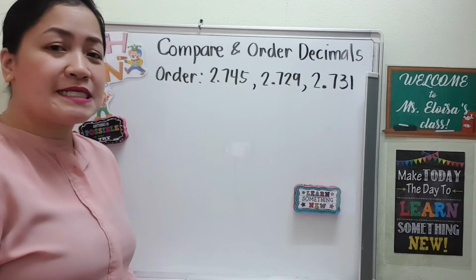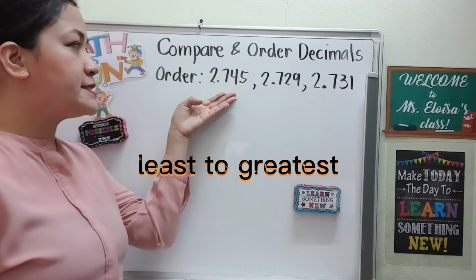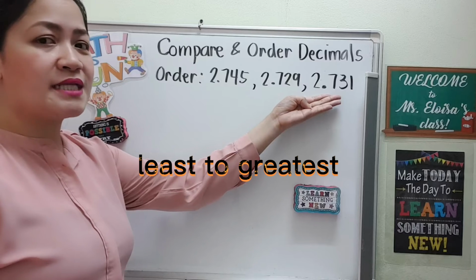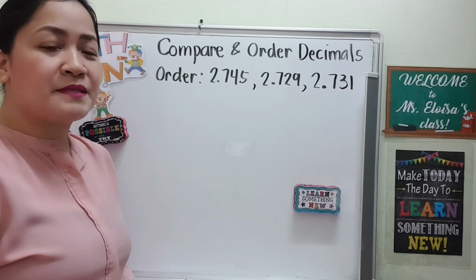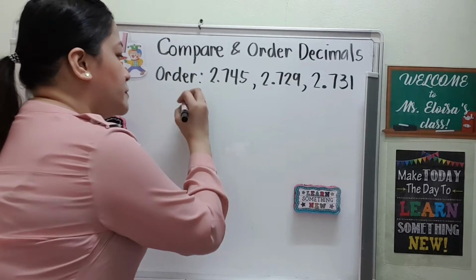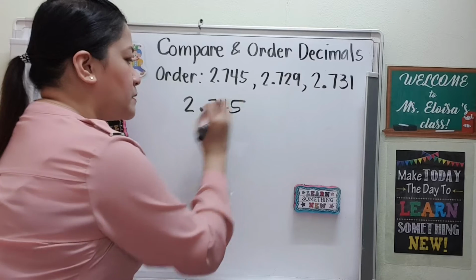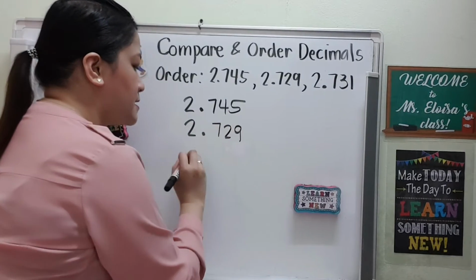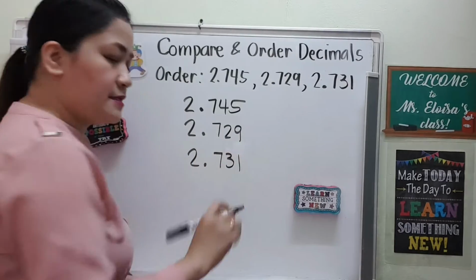Let us order these numbers. We have 2 and 745 thousandths, 2 and 729 thousandths, and 2 and 731 thousandths. So let us line up the decimal points. We have 2 and 745 thousandths, 2 and 729 thousandths, and 2 and 731 thousandths.